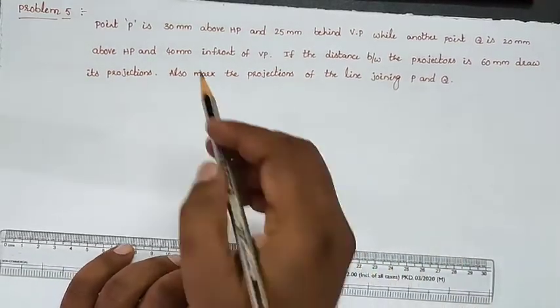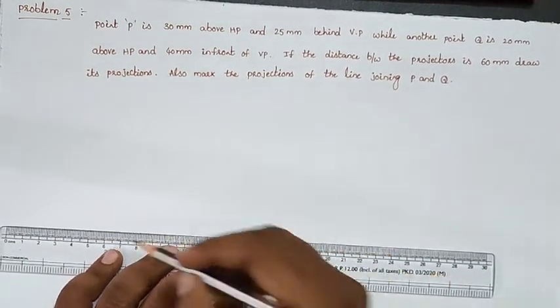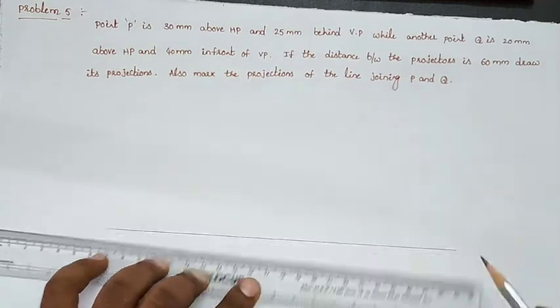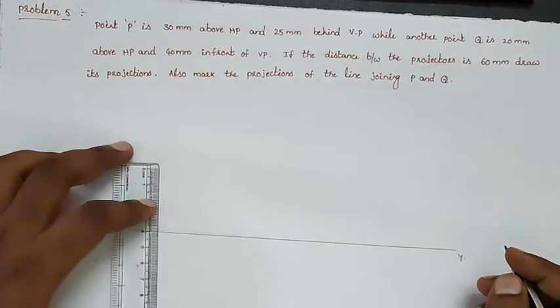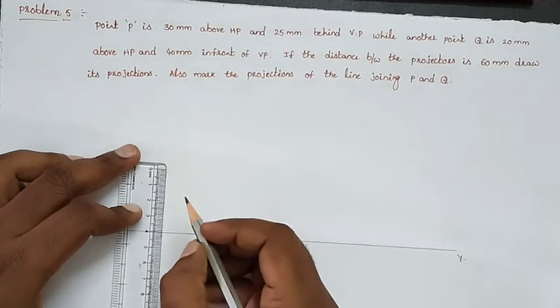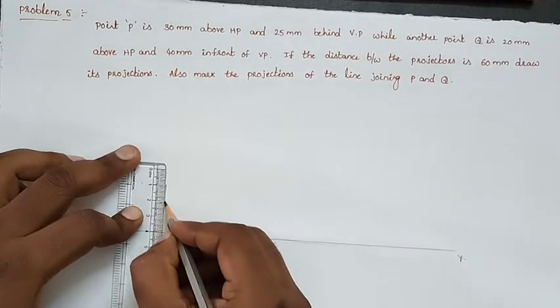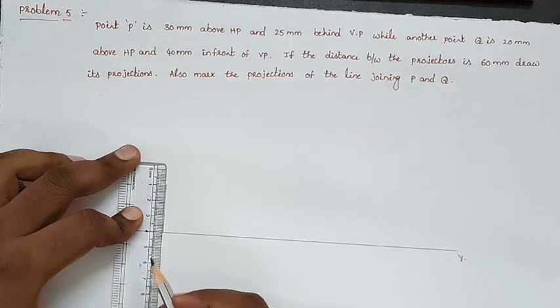So here the point P is 30 mm above HP. We will draw the projections by drawing the reference line. Draw the projections of point P initially. So 30 mm above HP. Take 30 mm above the reference line and draw the projection of point P.